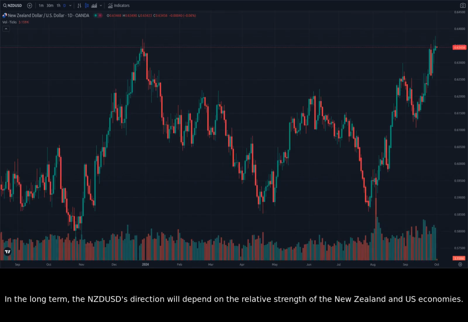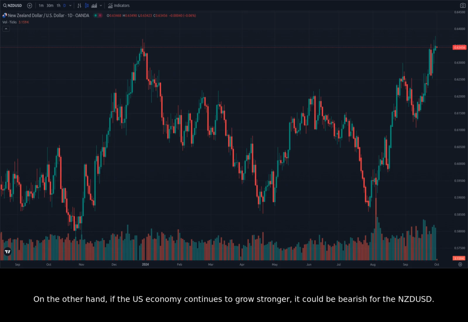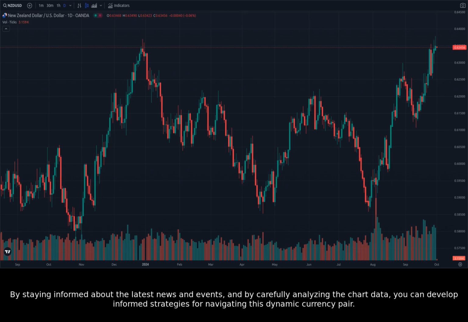In the long term, the NZDUSD's direction will depend on the relative strength of the New Zealand and U.S. economies. If the New Zealand economy starts to show signs of improvement, it could be bullish for the NZDUSD. On the other hand, if the U.S. economy continues to grow stronger, it could be bearish for the NZDUSD. Ultimately, the NZDUSD is a complex pair that is influenced by a variety of factors. By staying informed about the latest news and events, and by carefully analyzing the chart data, you can develop informed strategies for navigating this dynamic currency pair.